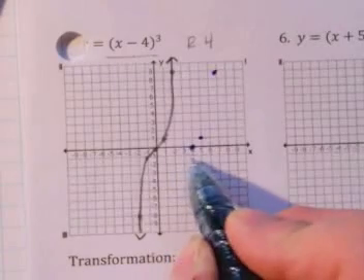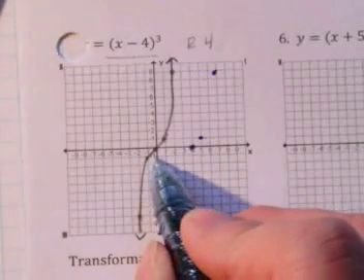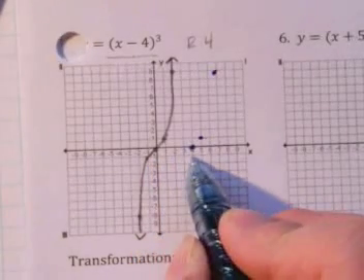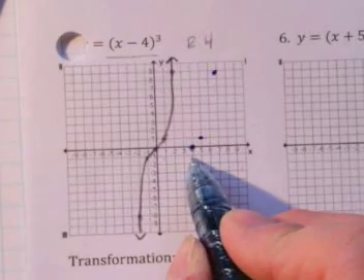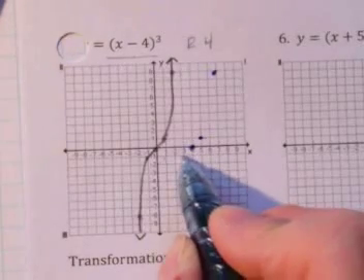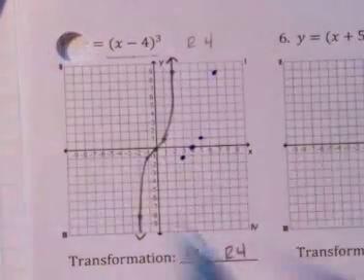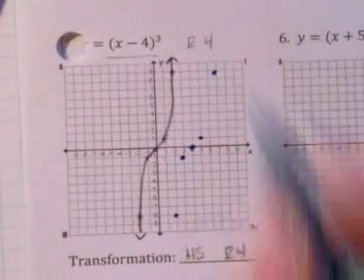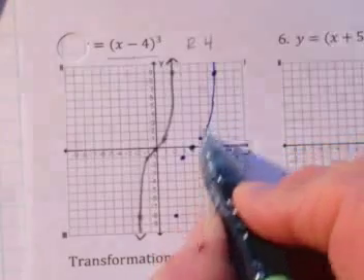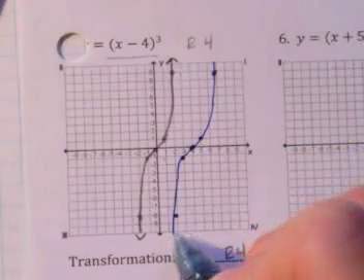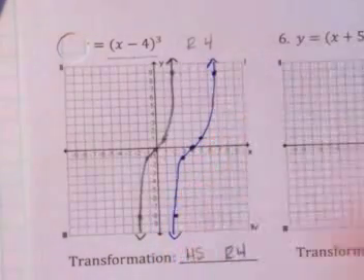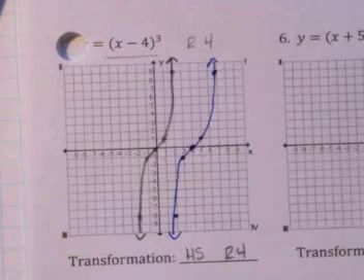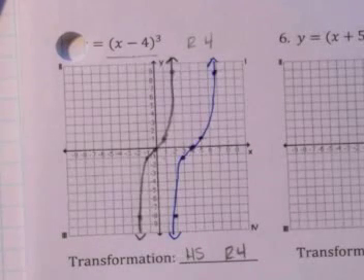Oops, something has happened here. Oh, I'm only shifting over 4. There we go, that makes sense. 1, 2, 3, 4. And if I draw my graph, what I notice is I have a graph that looks exactly like the parent function, but it is shifted to the right 4.